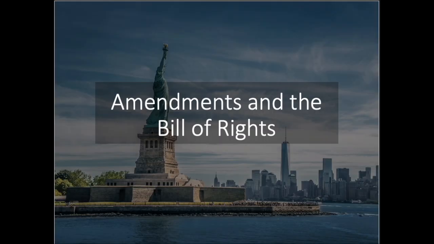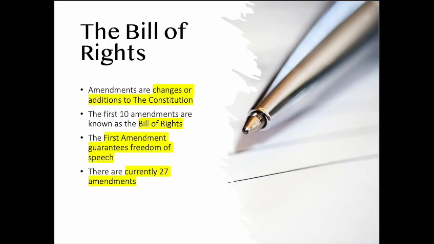The other thing I want to go over real fast is the amendments and the Bill of Rights. Amendments are changes or additions to the Constitution. This way, the government can always change things over time to reflect the current modern landscape. When the Constitution was first created, James Madison studied the deficiencies in the Constitution and proposed to add certain changes. These first 10 amendments were known as the Bill of Rights. The First Amendment, arguably one of the most important ones, guarantees freedom of speech to all citizens and non-citizens of the United States. During the present day, there are now currently 27 amendments.